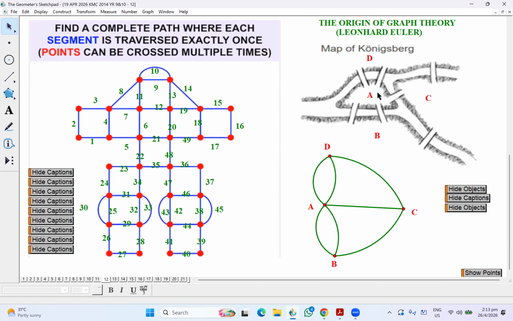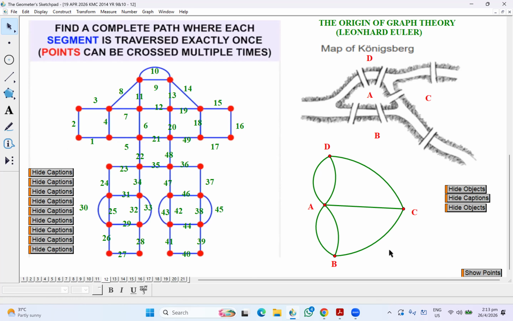A is in the center. It has 2 bridges connected to D, another 2 connected to B. And then A is connected to C by 1 bridge. And then C is connected to B and D by 1 bridge each. So the bridges are the edges. Then the points are the land masses. They are called vertices.